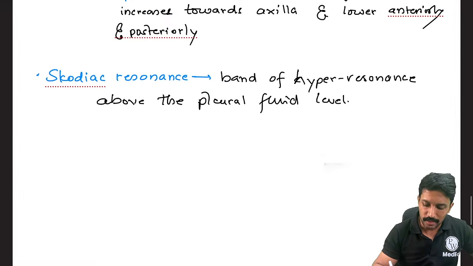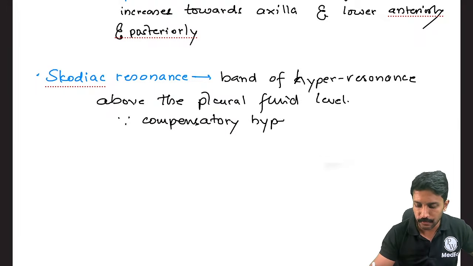What is it due to? It is due to compensatory emphysema or compensatory hyperinflation of the lung. What is it compensating for?